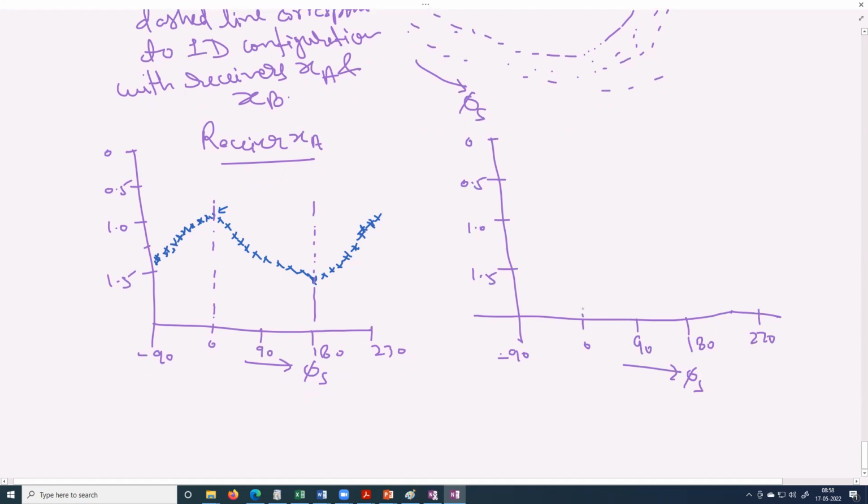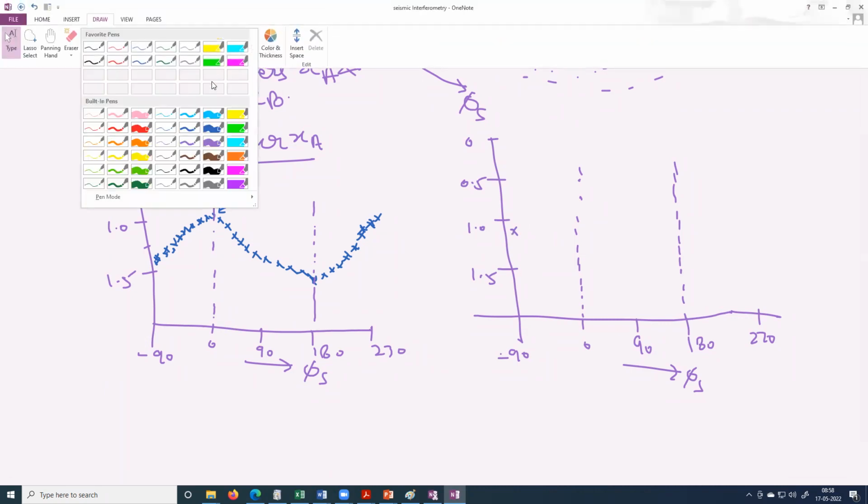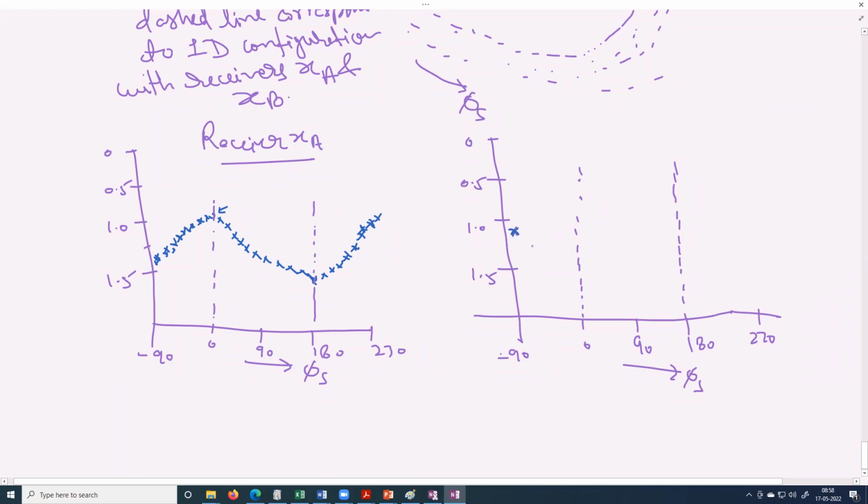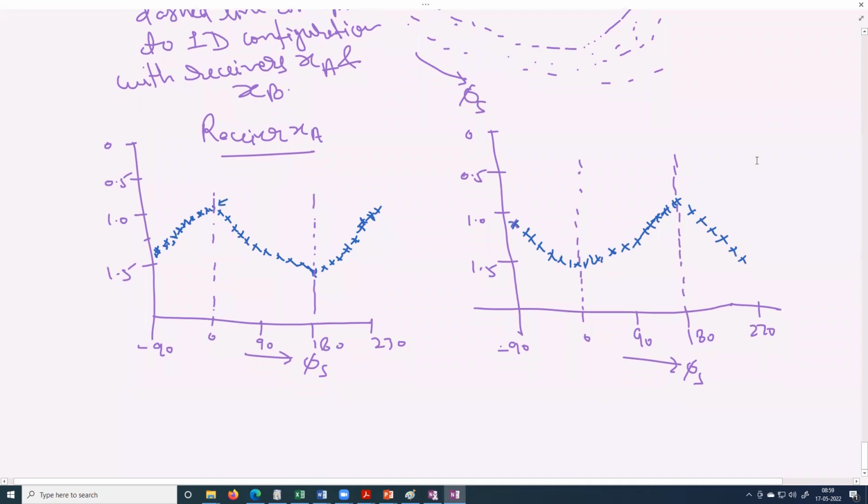So it will be maximum at 0, right? And it will be minimum at 180. And when you plot, it may look completely reverse of what you have seen at XA. So it will be like, let me use a different color, it will be like this. And then it will become minimum at 180 degree, and then start to reduce like this, right? It is reverse of what you are getting at XA. So now these are the responses that you are getting at XA and XB.